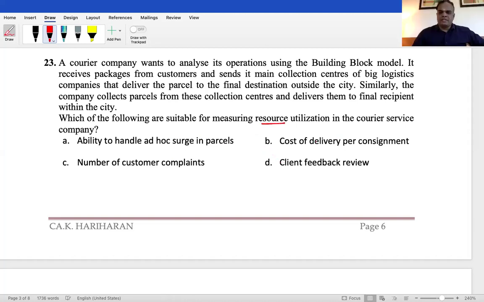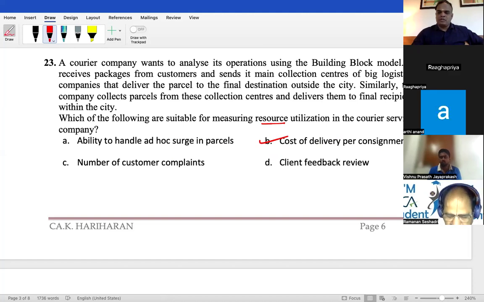Measuring resource utilization by way of what? Cost of delivery per consignment. Per consignment average costs are there, so that we can identify whether they utilize the resources properly or not. Okay, Ramana sir, yesterday I gave the example. From T Nagar to Mylapore, we are getting the product home delivery. So if they are going to load more than one customer's product, then the cost is divided by 3 items. So the delivery charge per customer will come down. That comes under resource utilization.